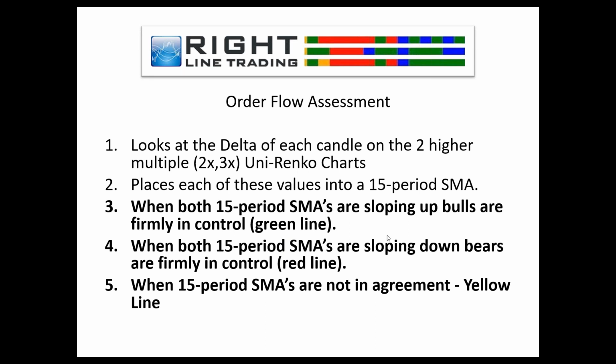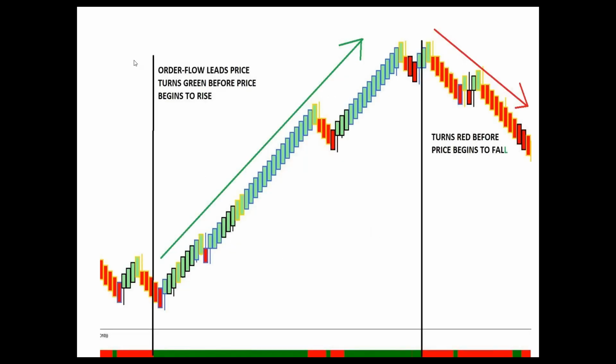And when the 15-period SMAs are not in agreement, then you're going to get a yellow line, and that's a great time not to trade the market. I mean, when there's no market delta moving average alignment, it's going to be one way to define chop. And if we look at the mathematics of trading, if you try to trade during chop, as we all know from a practical standpoint, you're more likely to get a loser than you are to get a winner.